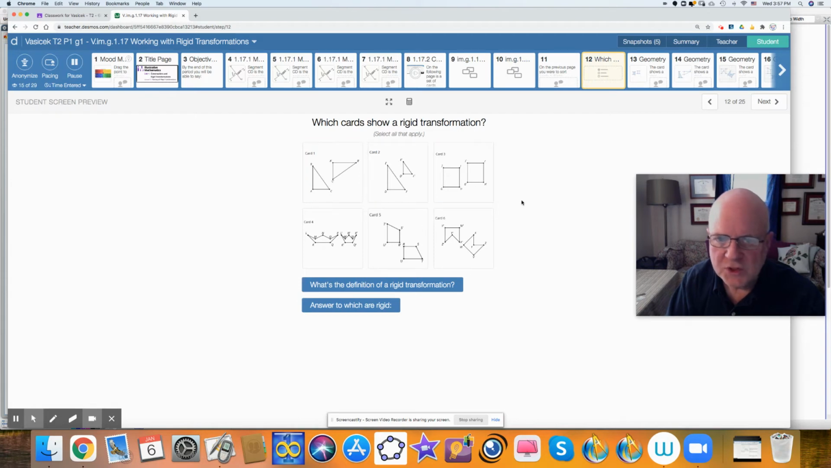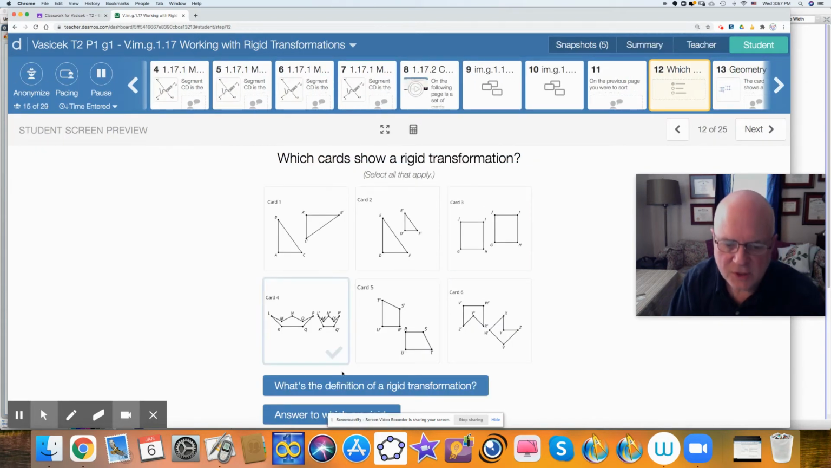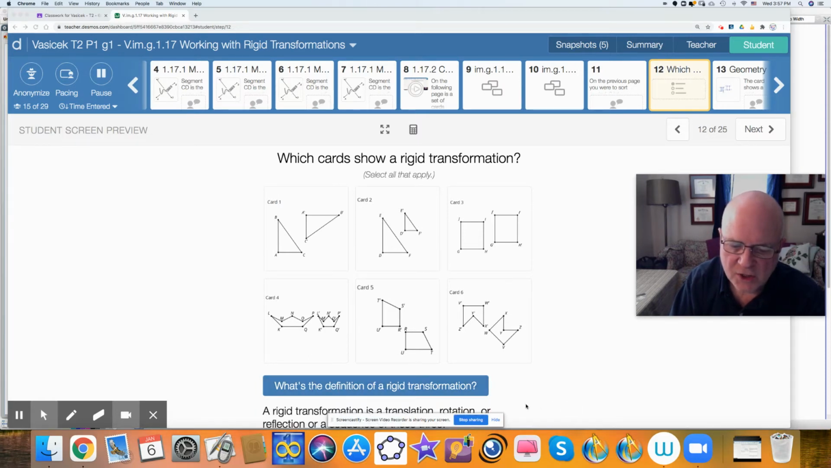Here I ask which cards are rigid transformations, and then I give the answer. What is a rigid transformation? It is a translation, a rotation, a reflection.